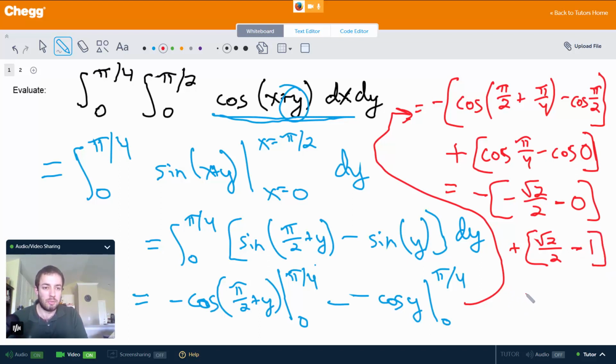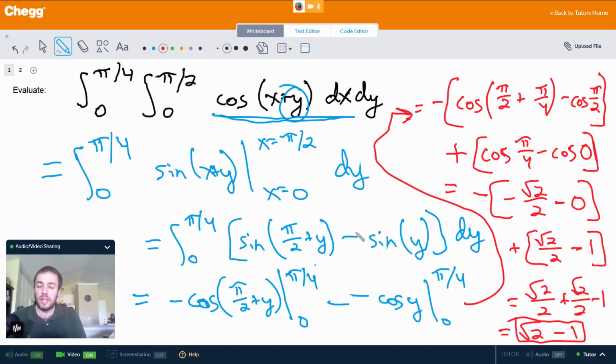All right, now let's go ahead and simplify a little more. So what we have is minus negative root 2 over 2. So that's positive root 2 over 2. And then we have plus root 2 over 2 minus 1. So root 2 over 2 plus root 2 over 2 is 2 root 2 over 2, which is just root 2. And then we're still subtracting this 1 here. All right, so this is the answer we get when we do it this way.